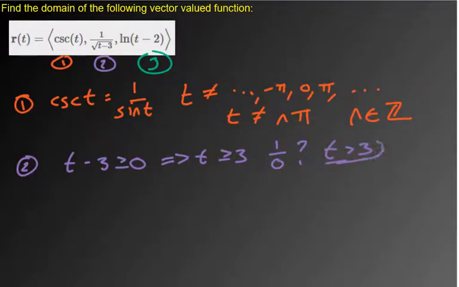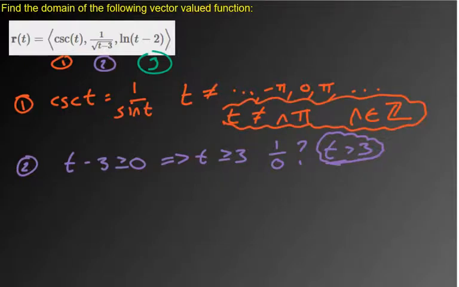So right now we've got t greater than 3, and we've got that t can't be a multiple of pi. And then for the last part, we just know that logs are defined for anything greater than 0 on the inside. So that means that t just needs to be bigger than 2.